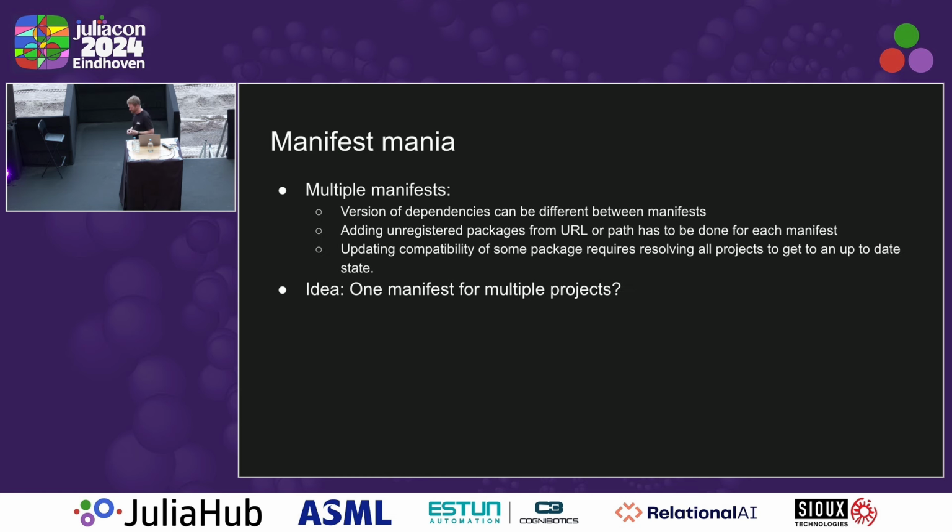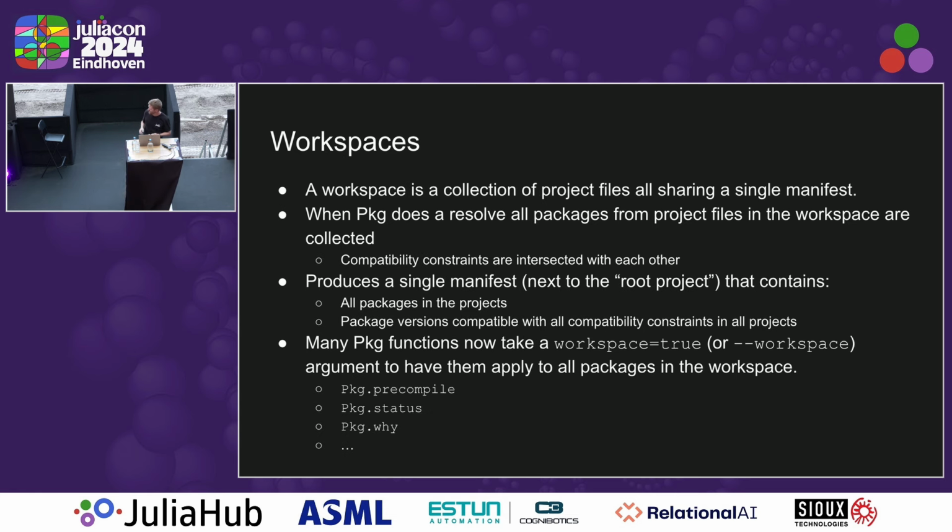And there's a bit of a problem with that, in that a manifest is sort of a source of truth. It says what versions you're going to load. And if you have all these manifests everywhere, it's very easy for them to become out of sync with each other. And maybe in this package you're loading one version, in the other one you're loading another version of a dependency. But sometimes you only want to have the same package versions for a bunch of projects. So the idea then is, could we have one manifest that's used by many projects? And that's what a workspace is. It's a collection of project files, but they all share a single manifest file.